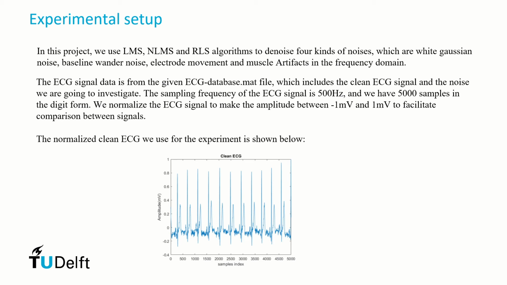the digital form. We normalize the ECG signal to make the amplitude between the region to facilitate comparison between signals. The normalized clean ECG we use for the experiment is shown on the slide.